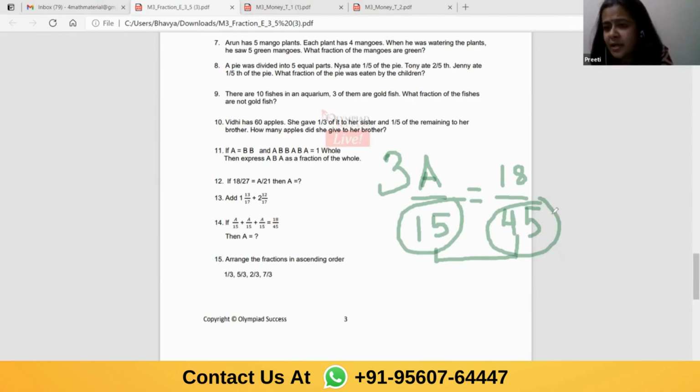The denominators are different on both the sides. So please do not get confused. We have to go by that method only.